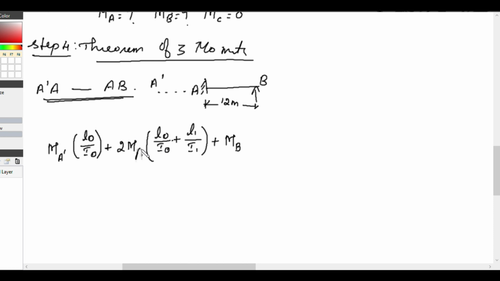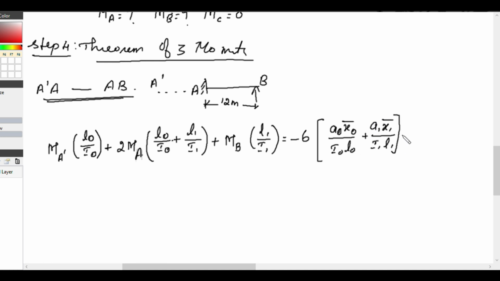Second support: MA plus MB into L1 by I1 is equal to minus 6 into A1 x1 bar by I1 L1 plus 6 into E delta A dash by L0 plus E delta B by L1. Now this is an imaginary span, so this becomes 0.